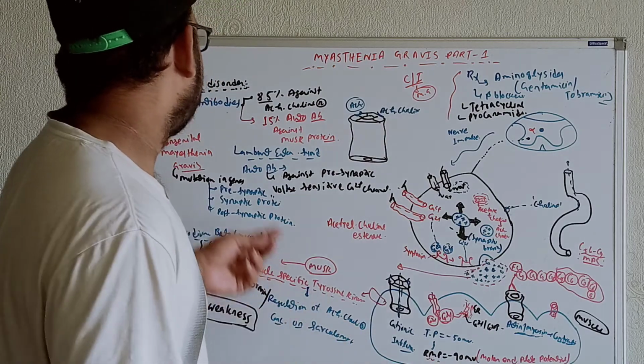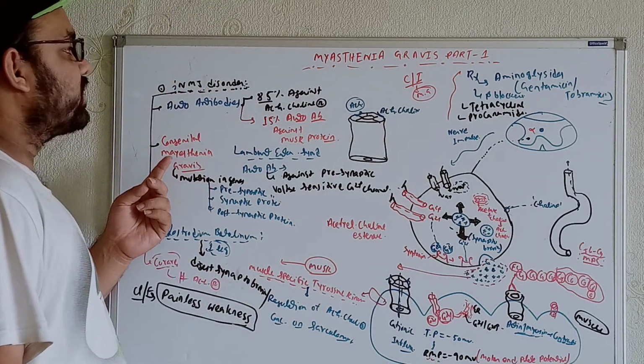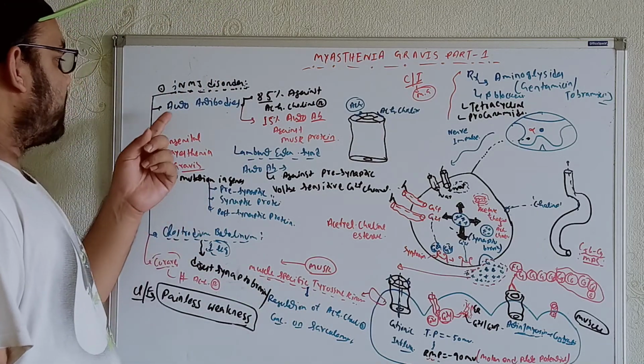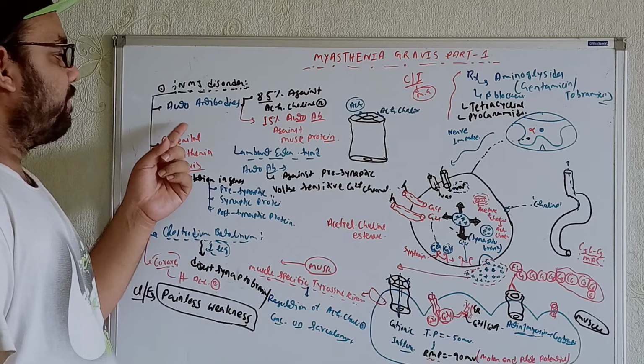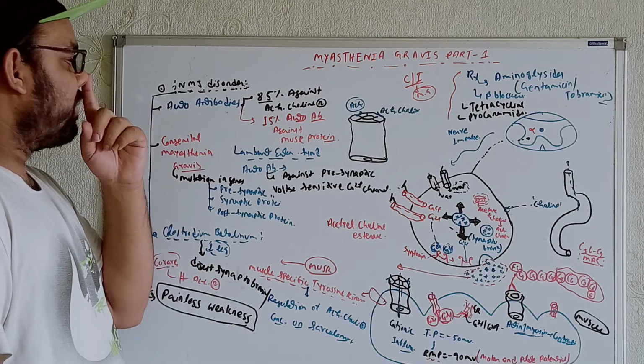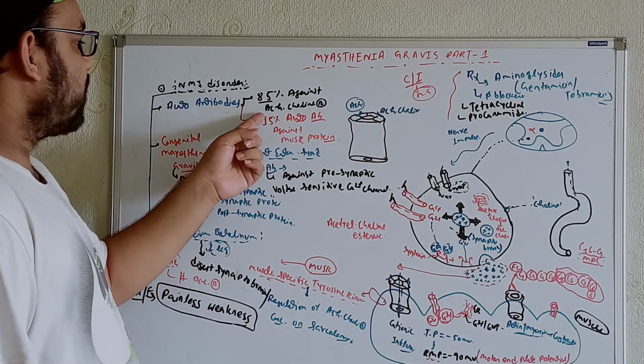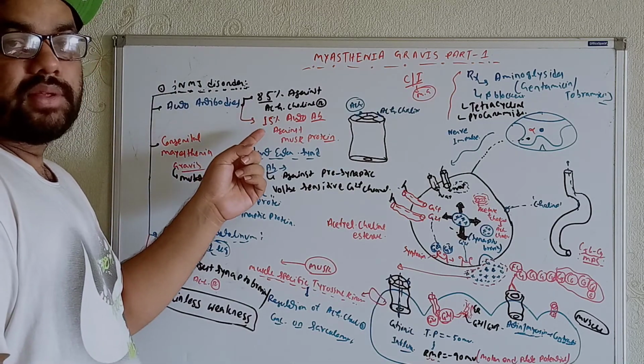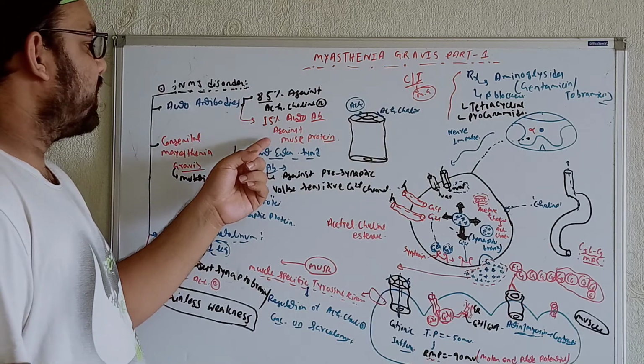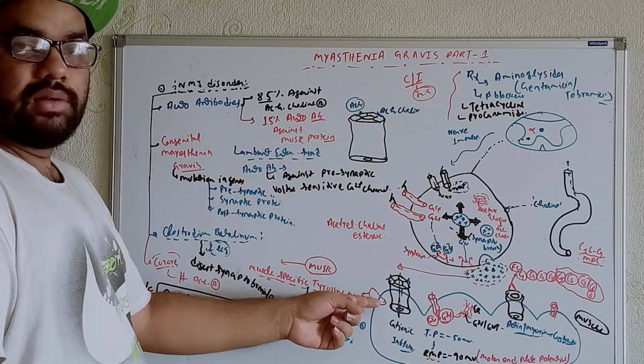And as far as the different etiologies that can cause Myasthenia Gravis are concerned, we mentioned the autoantibodies: in 85% of the cases we get the production of autoantibodies against the acetylcholine receptors. In 15% of the cases we get the production of autoantibodies against the MuSK protein.